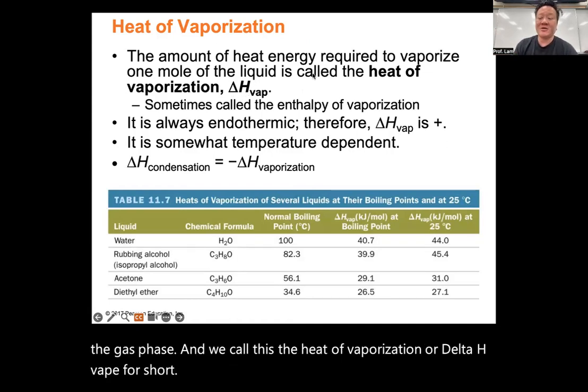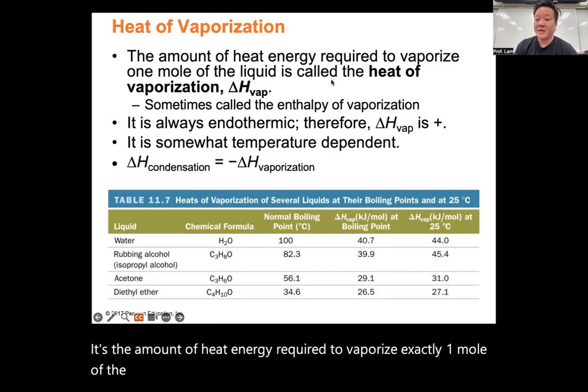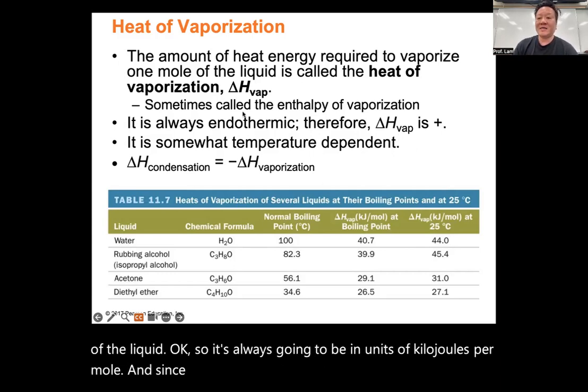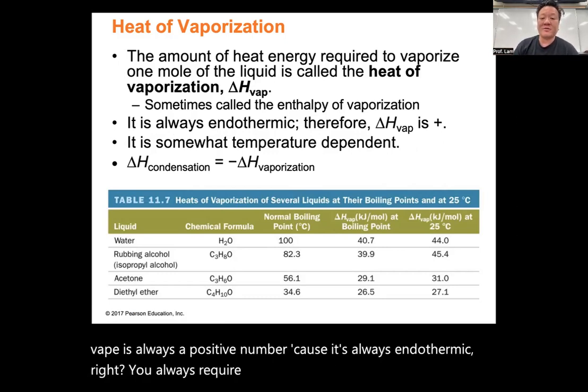It's the amount of heat energy required to vaporize exactly 1 mole of the liquid, okay? So it's always going to be in units of kilojoules per mole. And since you always need heat to vaporize, the delta H vap is always a positive number because it's always endothermic, right? You always require energy in order to do it.